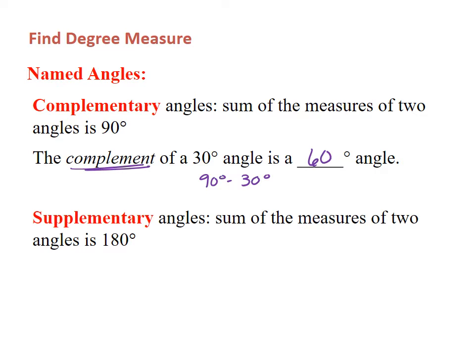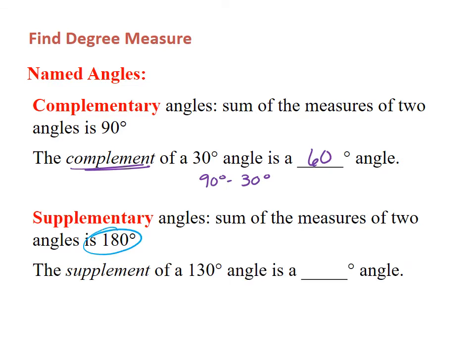On the other hand, we have supplementary angles. Those sum is 180 degrees. So an example would be if I wanted to find the supplement of a 130-degree angle, I would simply take 180 degrees minus 130 degrees to get 50 degrees. So nothing too terribly complicated there.